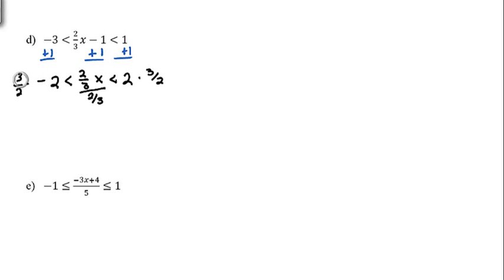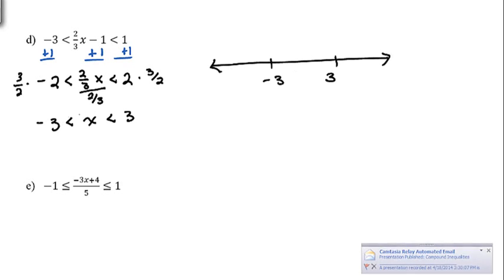So negative 2 times 3/2 is negative 3, and it's less than x, we divided by a positive number, not a negative. x is less than 2 times 3/2, which is 3. So negative 3 and 3 go on my number line. It's going to be everything between negative 3 and 3, with round brackets because there's no equal sign. But we'll graph them individually.